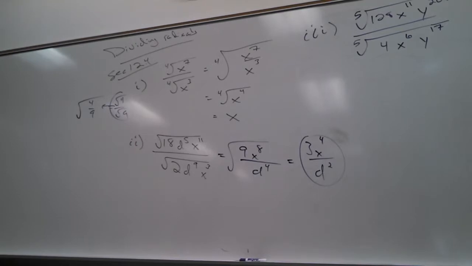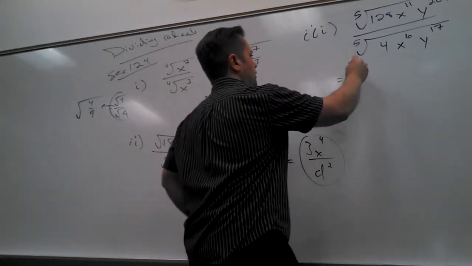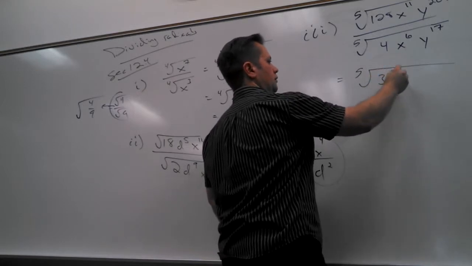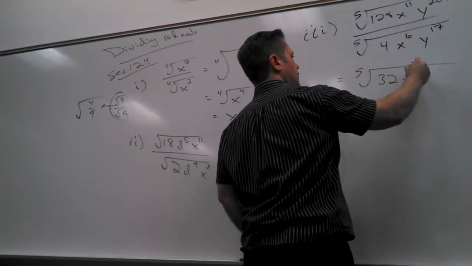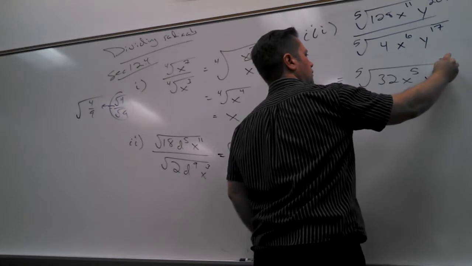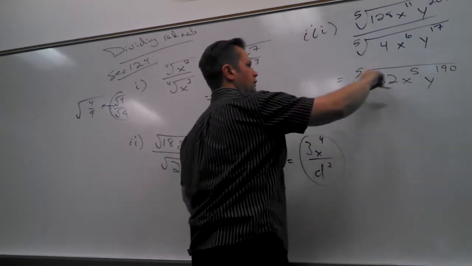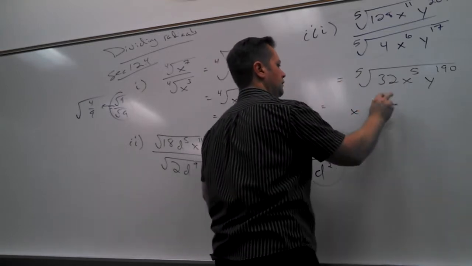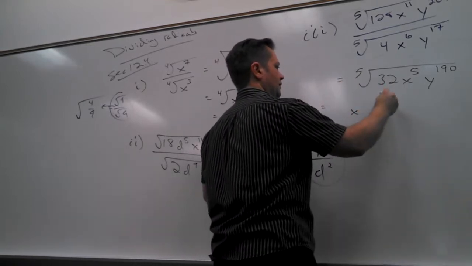Okay, so it's just the numerator. So is this right, John? What's the first step here? The fifth root of, what's 128 divided by 4? 32. X to the 5th, and then 190. I'll do part of this for you. There, I get an X there, right? See, I did a whole part of this, the easy part.